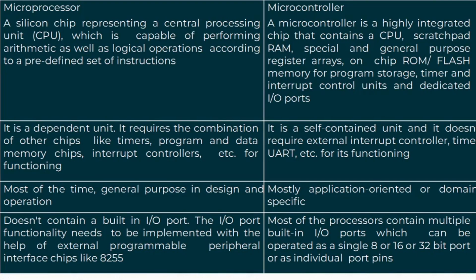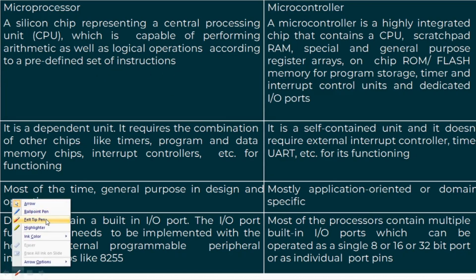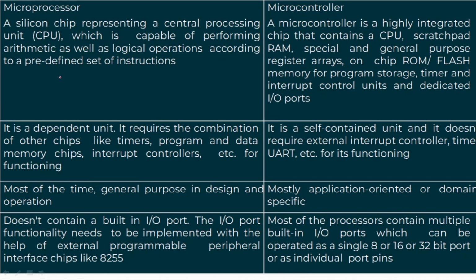Let's start with the definitions given here. It's a silicon chip representing a central processing unit, CPU, which is capable of performing arithmetic as well as logical operations according to a predefined set of instructions. In short, whenever you think about microprocessor, just think about CPU.